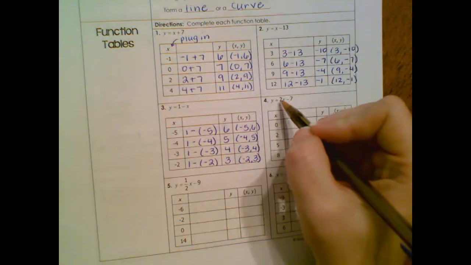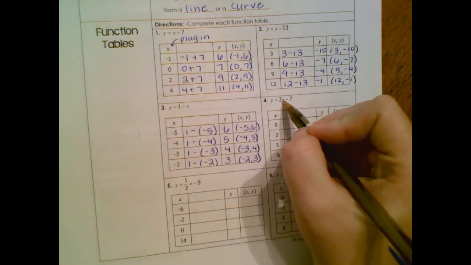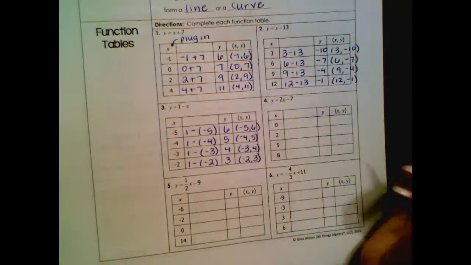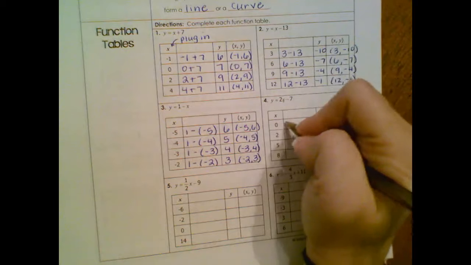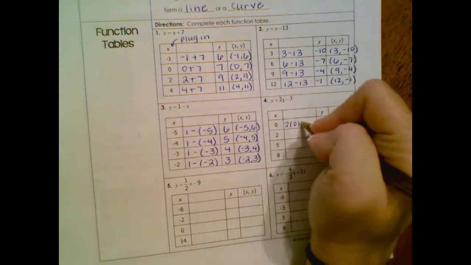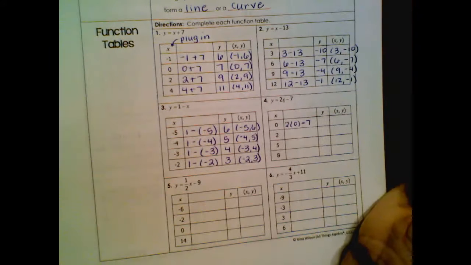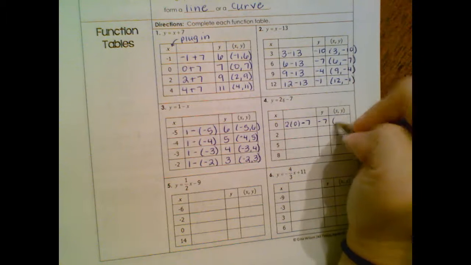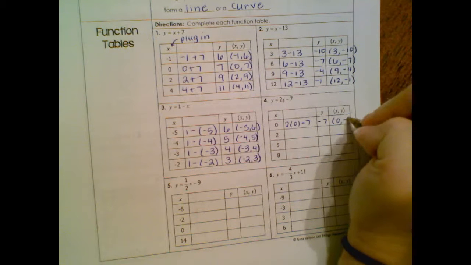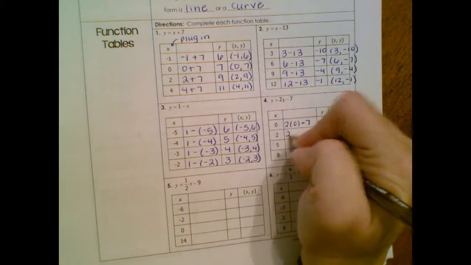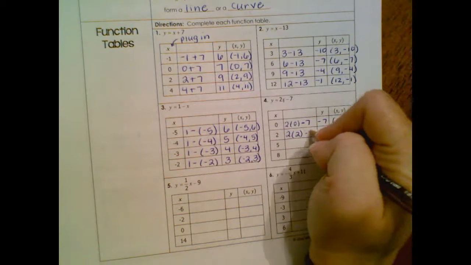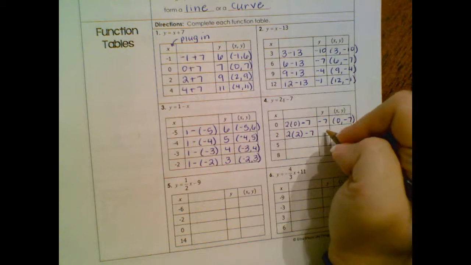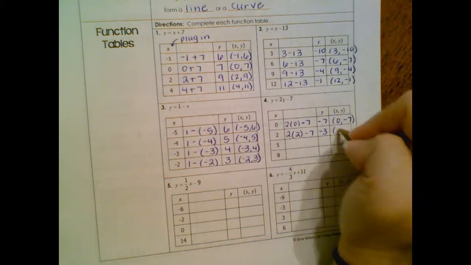All right, I for sure am going to use parentheses whenever I'm multiplying anything. So 2, and then I'm using parentheses -7. Once again, you can just plug this into your calculator all at the same time. I'm going to get -7. Then 2, and I'm going to use parentheses again. I'm going to get -3.